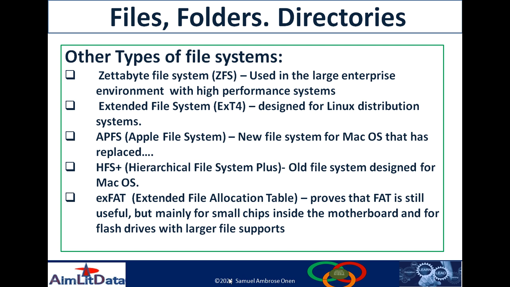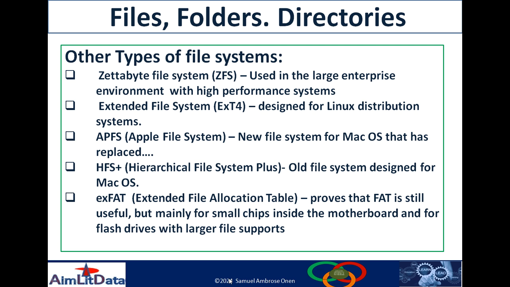And we also have extended file system, like fourth generation. That four means fourth. So fourth generation extended file system is designed for Linux distribution systems. So even Linux has its own file system. And Apple also came with their file system called Apple File System, which is a kind of version of, think of it in terms of NTFS that we talked about previously, and it has all those capabilities as well. And it's designed for Mac operating system, not for Windows.